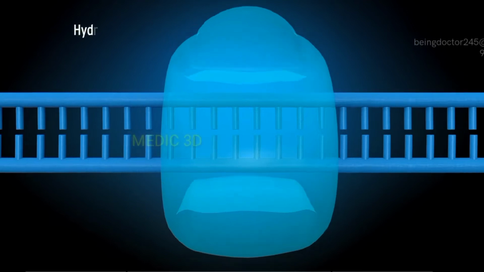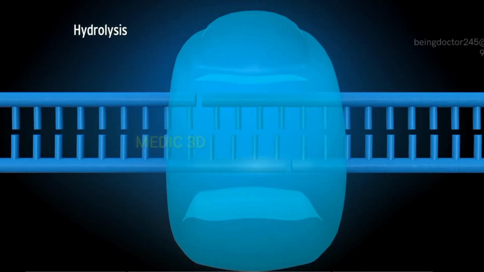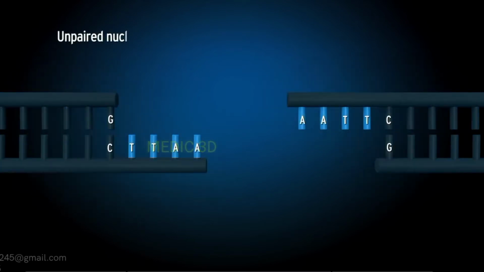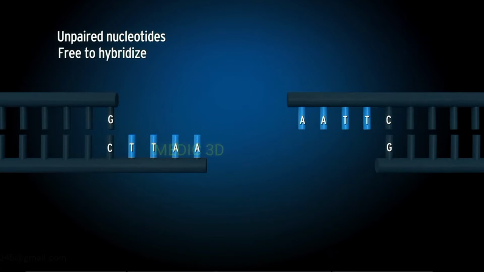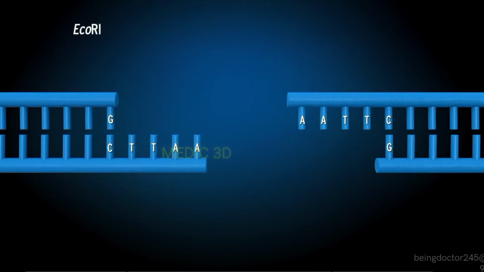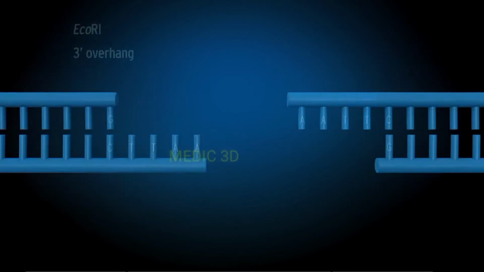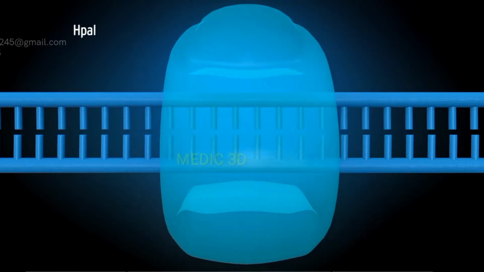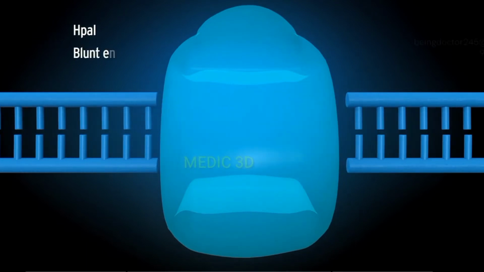It catalyzes the hydrolysis of nucleotides on the DNA backbone, essentially cleaving the DNA from within the molecule. This leaves a few unpaired nucleotides on one end that is free to hybridize to another strand. Such ends are called sticky ends. The enzyme EcoRI generates sticky ends, leaving a 5' overhang. Some other enzymes, such as HpaI, do not create any overhangs. These ends are called blunt ends.